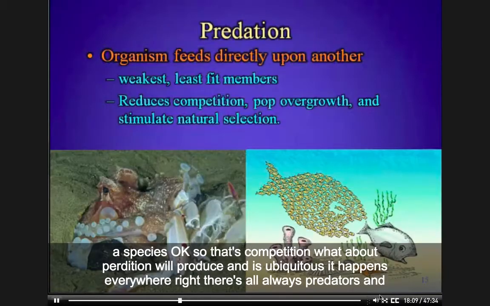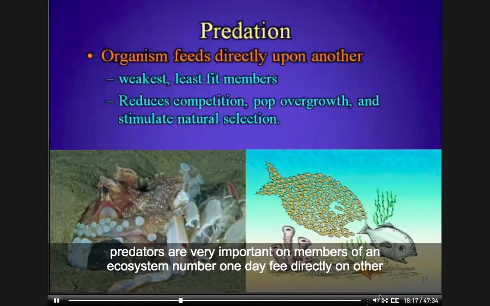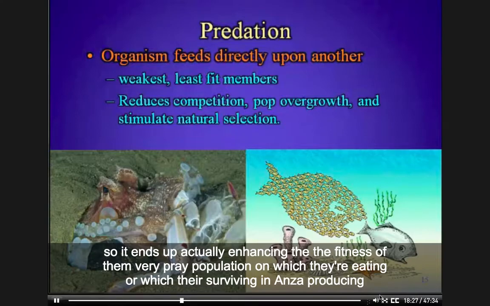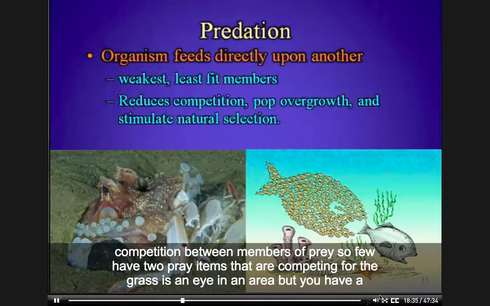Okay, so that's competition. What about predation? Well, predation is ubiquitous. It happens everywhere, right? There's always predators, and predators are very important members of an ecosystem. Number one, they feed directly on other members of a prey that might be weak or less fit. So it ends up actually enhancing the fitness of the very prey population on which they are eating or which they're surviving. It ends up reducing competition between members of prey.